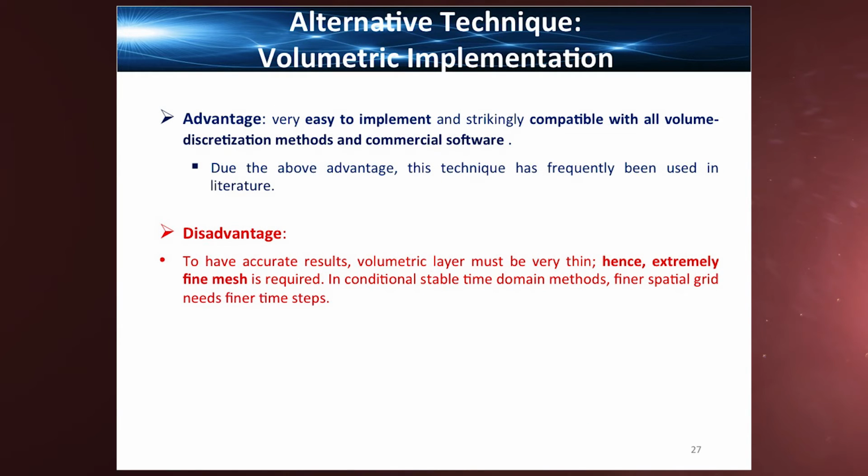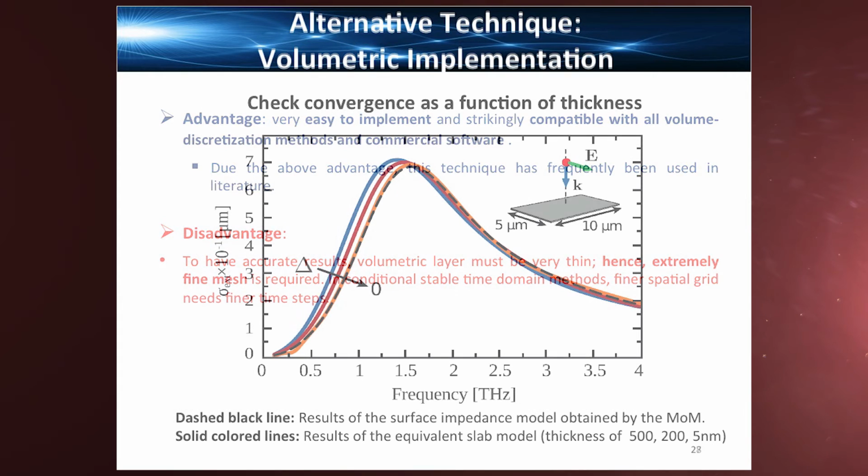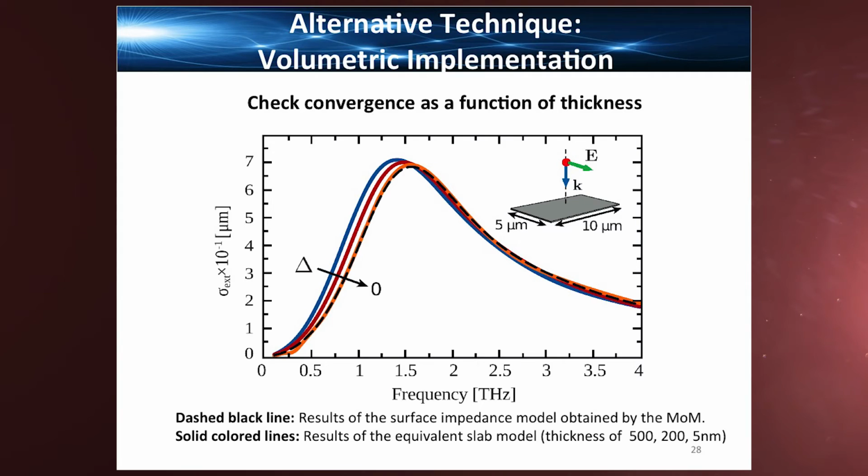So the advantage of this volumetric implementation is that it is very easy, compatible with all numerical methods, and can be easily used in all commercial software. But the disadvantage of this technique is that you need a very fine mesh, because the thickness of the graphene needs to be very small to have accurate results, and it makes the simulation very time consuming.